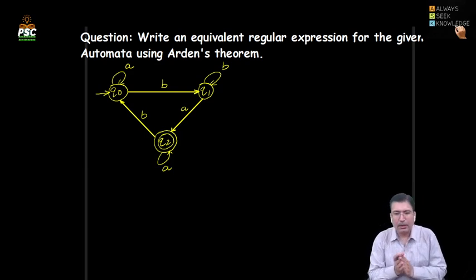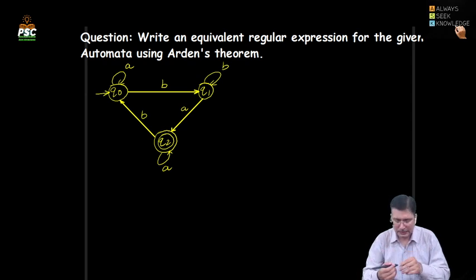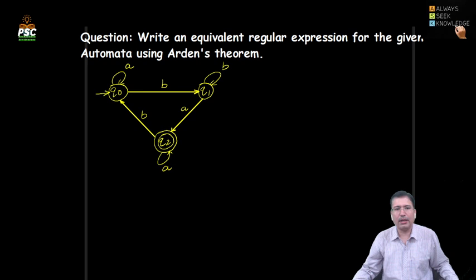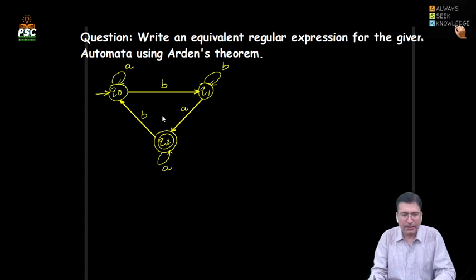Okay, hello everyone. So till now we have discussed two methods. By utilizing those two methods, we can convert an automata into a regular expression. The very first method we have discussed is the state elimination method, and another method is Arden's theorem, or Arden's method. So let's utilize Arden's method and try to convert a given automata into a regular expression. So how can we convert?